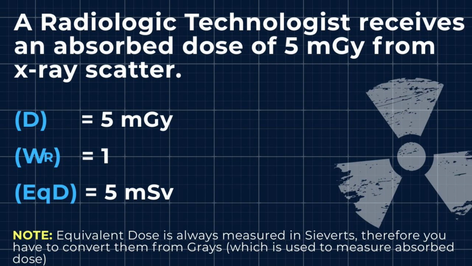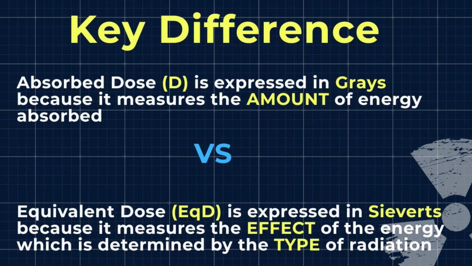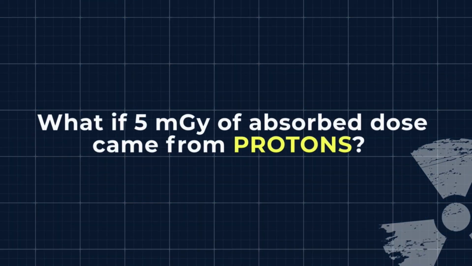Why? Because we are no longer describing only the physical energy absorbed. We are now expressing that dose in terms of the biological effectiveness of the radiation type, the radiation weighting factor. Gray describes absorbed dose, sieverts describes weighted biological effect of that energy. Now imagine that the same 5 came from protons.